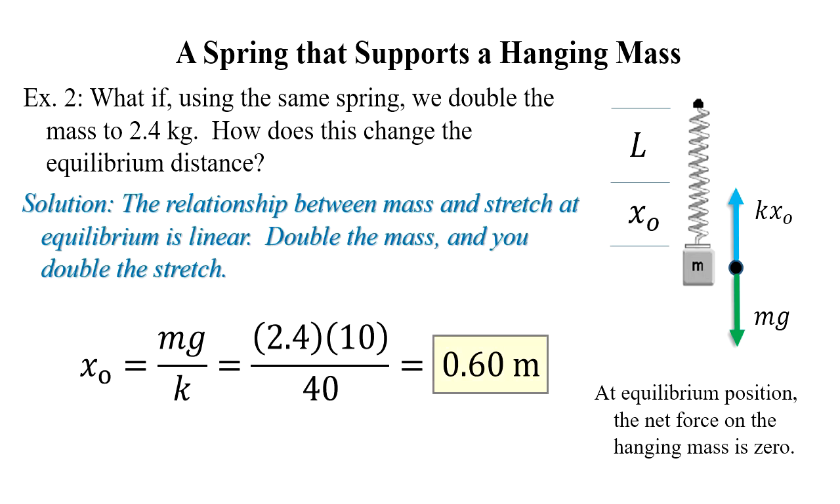Okay, here's a second quick example. What if we use the same spring and we doubled the mass to 2.4 kilograms? How would that change the equilibrium distance? Feel free to pause the video and work this out for yourself. Okay, the relationship between mass and stretch at equilibrium is simply linear. So if we double the mass, we're going to also double the stretch. Since the last question's answer was 0.3 meters, this time it's going to be 0.6. Double the mass, double the stretch. It's just that simple.